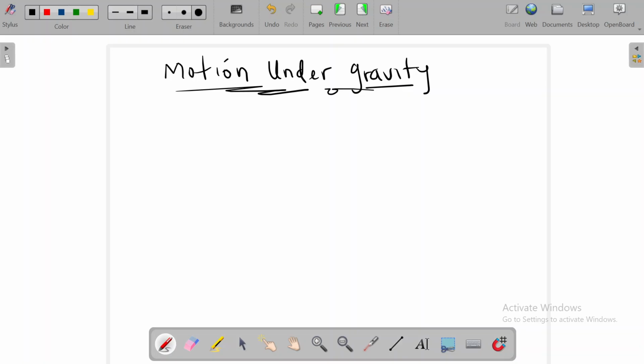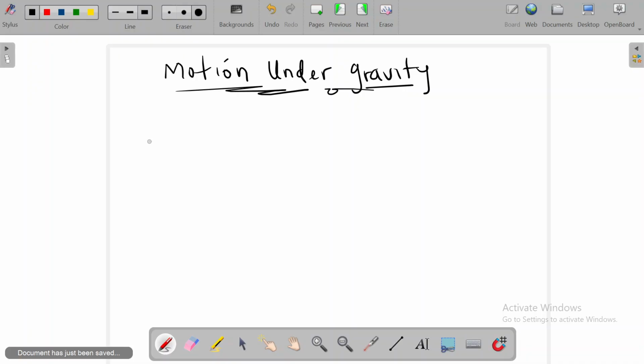In this video, we will be talking about motion under gravity. So the first keyword we will be looking at is motion. When we say an object is in motion, it simply means that the object has changed position.